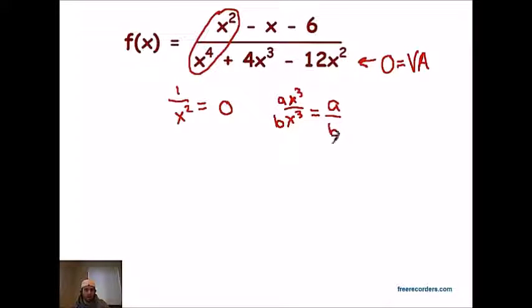So if it was truly just x cubed over x cubed, we'd approach 1. But let's say it was something like 3x cubed over 2x cubed. You would approach 3 over 2. Okay, so that'll help you find these horizontal asymptotes.